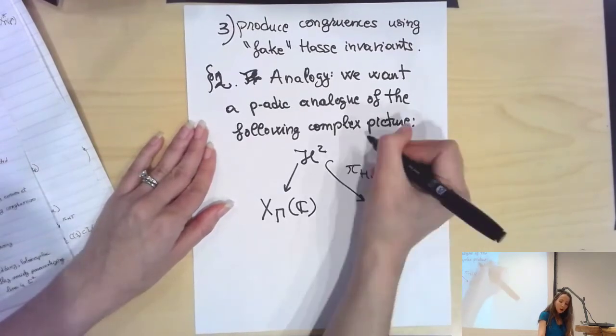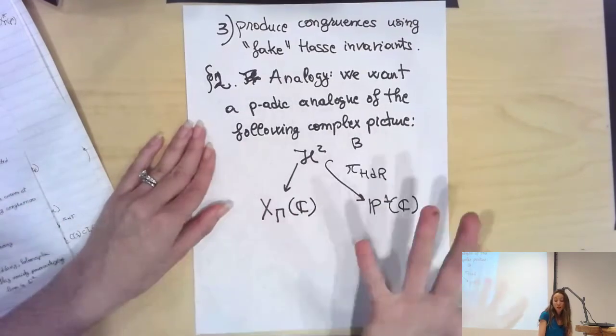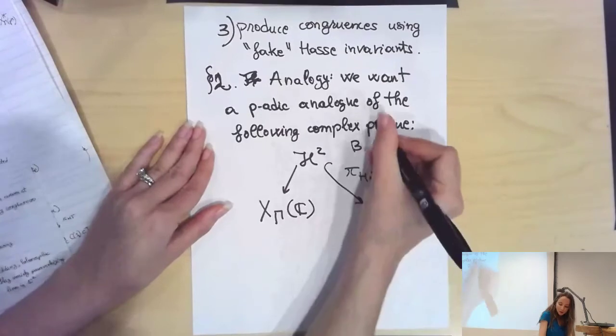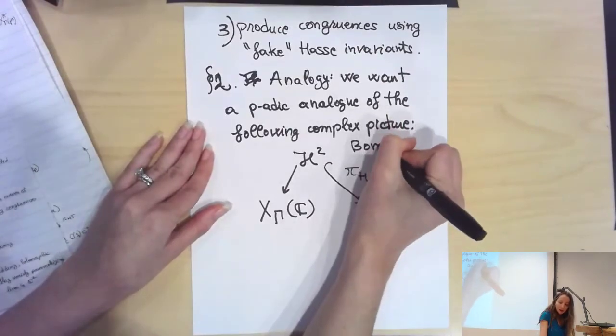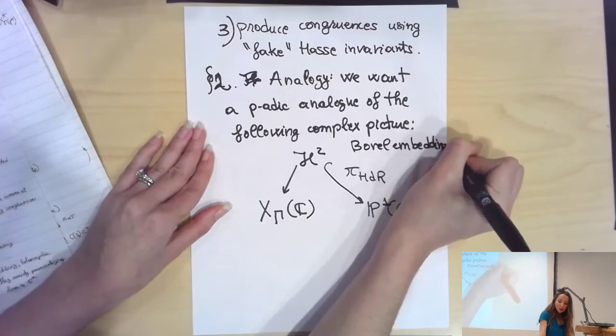This is called the Borel embedding. It's just the usual embedding of the upper half plane into projective space, into the Riemann sphere. It's called the Borel embedding, and it's a holomorphic map, so it respects complex structures.